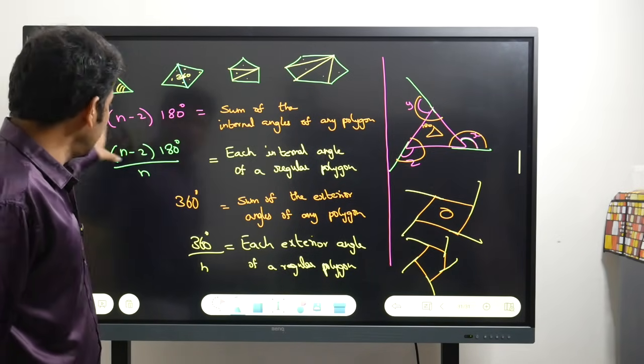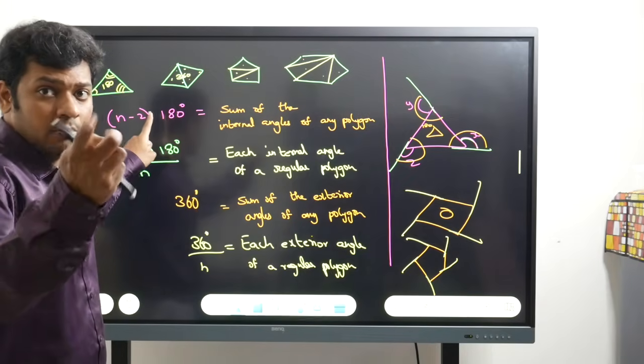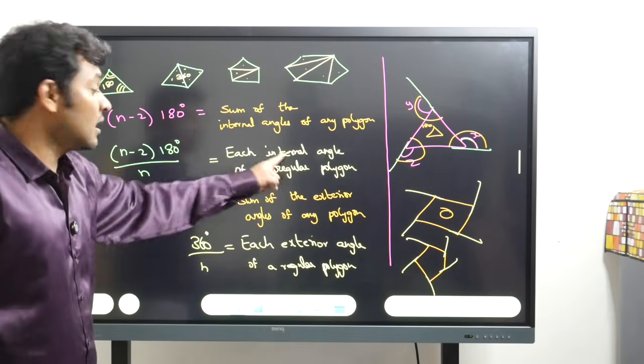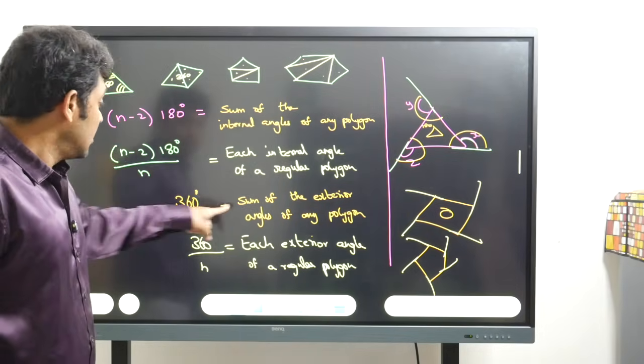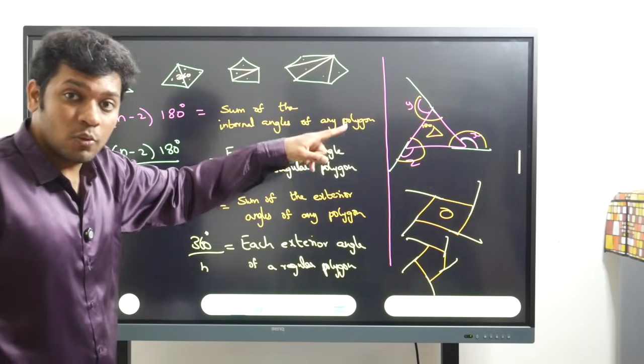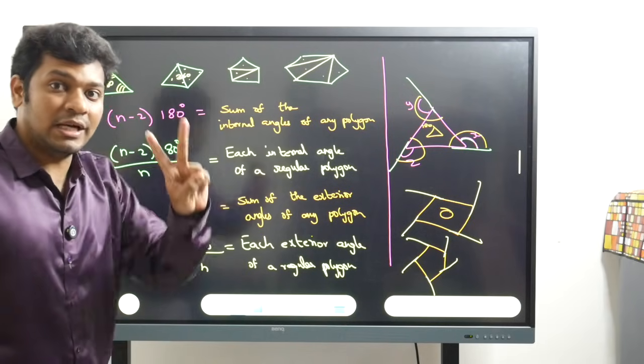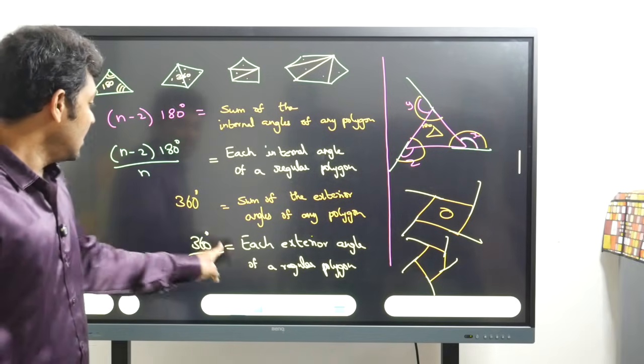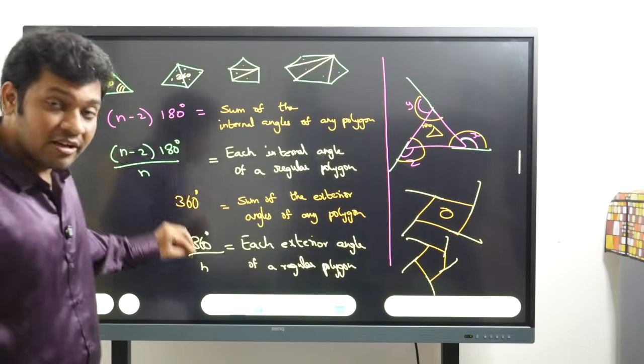Sum of the internal angles of any polygon is n minus 2 times 180. You know why? Because n minus 2 triangles. Each internal angle for a regular polygon is that divided by n. Sum of the exterior angles of any polygon is 360 because you'll have n times 180 minus n minus 2 times 180, which is 2 times 180. That's why 360. Each exterior angle of a regular polygon will be 360 divided by n.